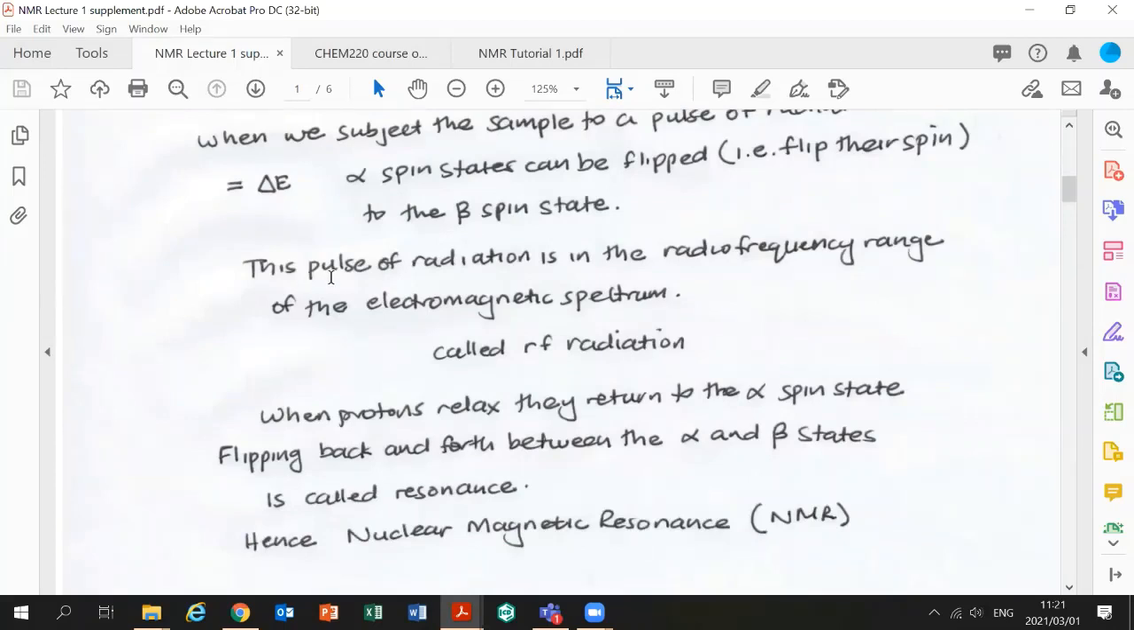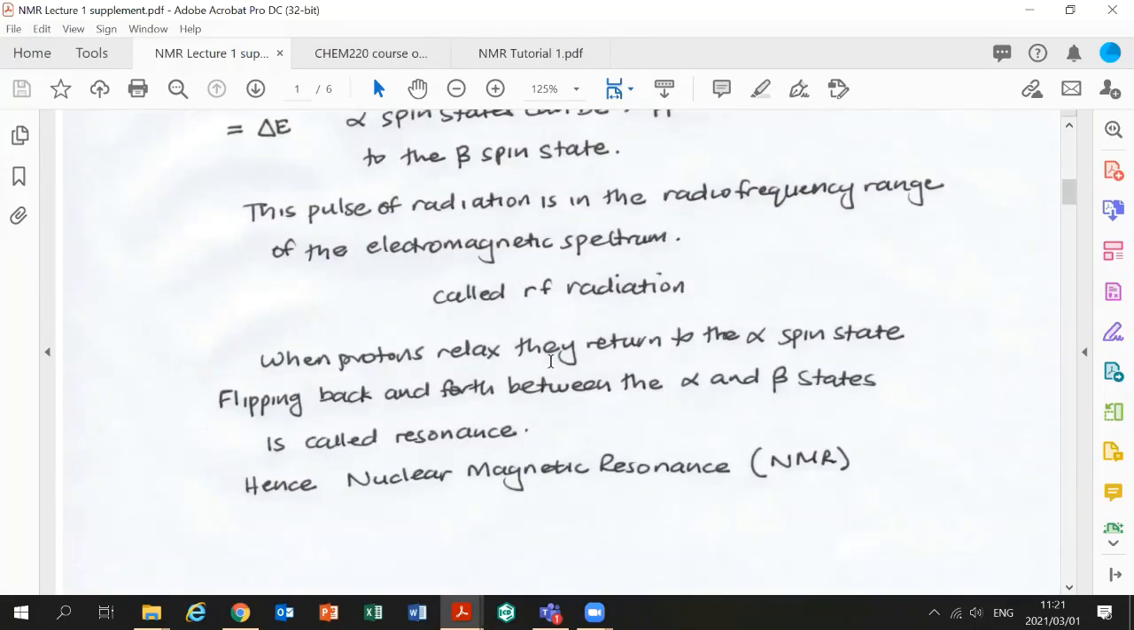That energy I'm talking about is radio frequency energy, right? So it's a pulse of radiation in the radio frequency range of the electromagnetic spectrum. And we call that RF radiation. All right, so that RF radiation supplies the energy to go from one spin state to the other spin state, right? To spin in one direction to the other direction.